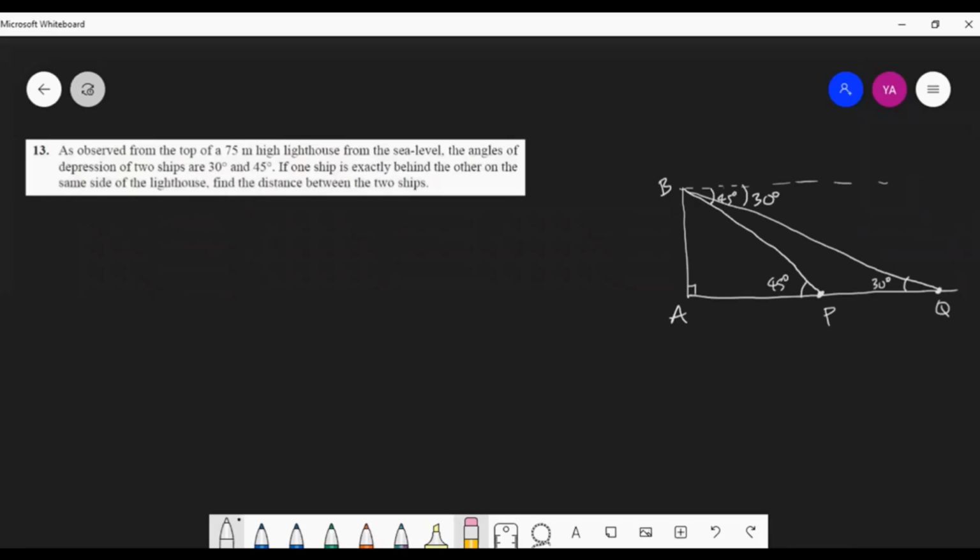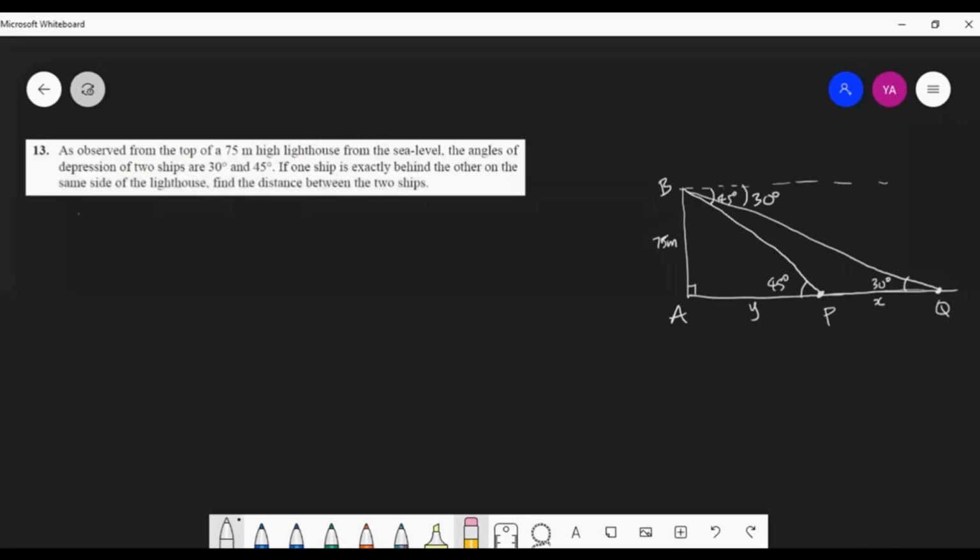So we got two right triangles. The height of the lighthouse AB is given as 75 meters. We want to find the distance between the two ships, that is PQ. We can take it as X, PQ is equal to X. And this AP we don't know, we can simply take as Y. From these two right triangles, we can make two equations, and from those equations, we can solve for X and Y.